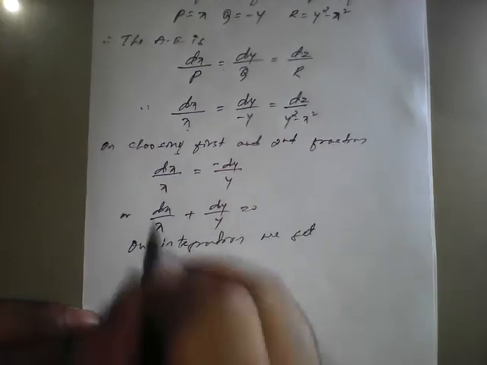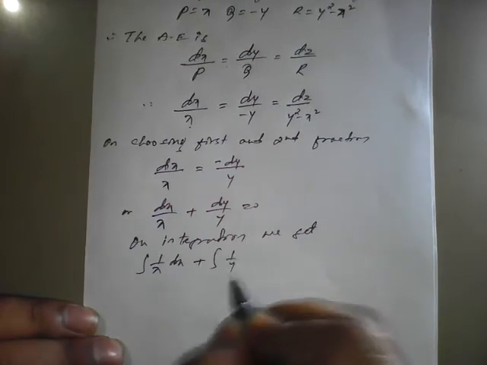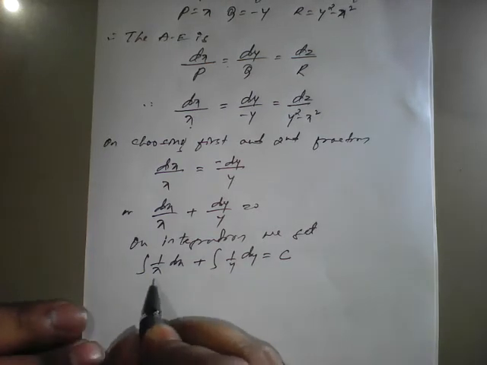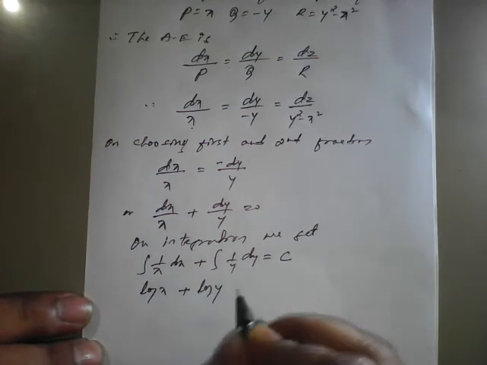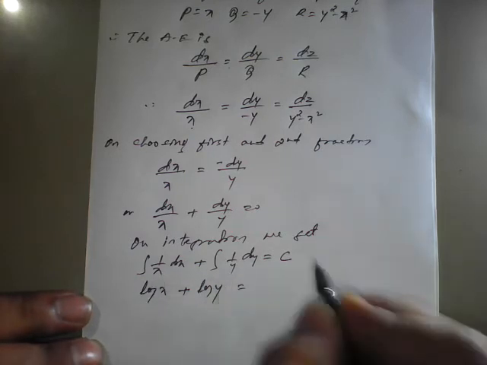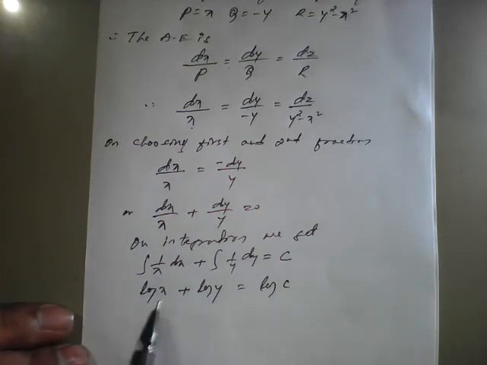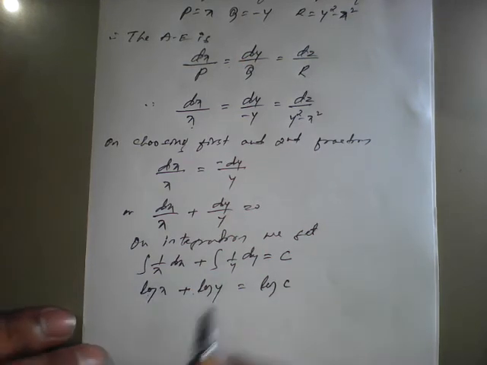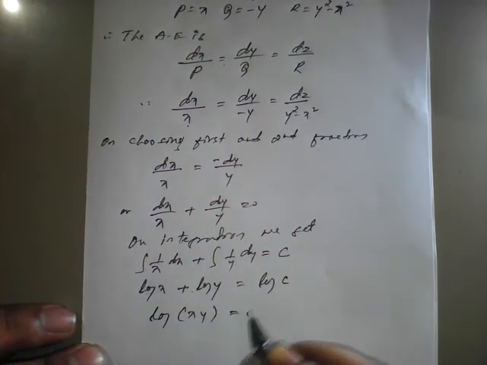we get the integration of 1 upon x dx plus the integration of 1 upon y dy, and we'll choose an arbitrary constant c. What is the integration of 1 upon x here? It is log of x plus log of y. Once we know that both are in terms of log, we'll write the constant as log c directly, because all terms are in terms of log only. We know that log a plus log b can be written as log of ab, that is log of xy is equal to log c.